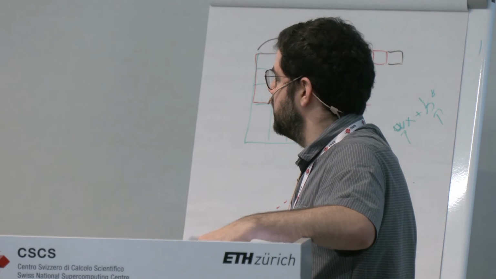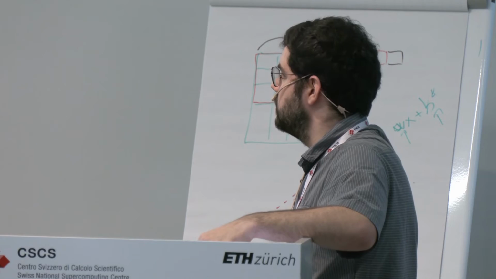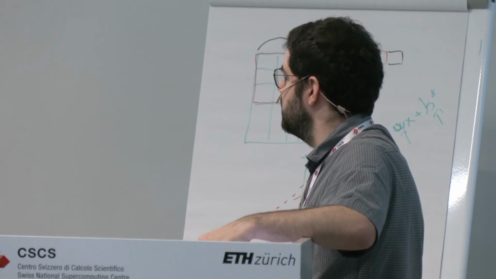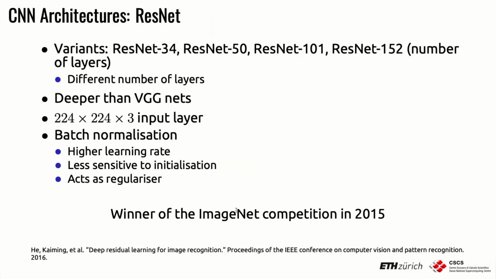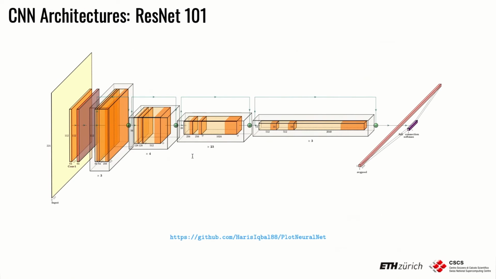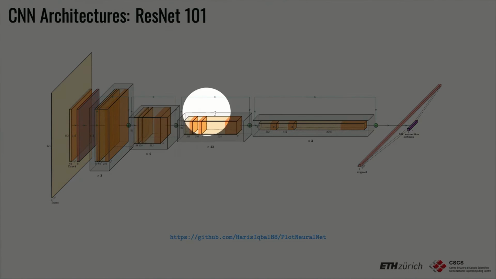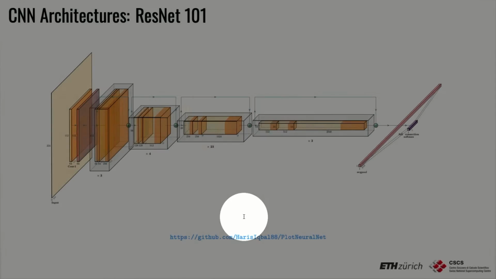And then it acts as a regularizer. It means that it prevents the model a bit from overfitting. And this was the winner of the ImageNet competition in 2015. And this is the architecture. Again, quite similar, but you can see that they have some blocks that are repeated, for example, 23 times.